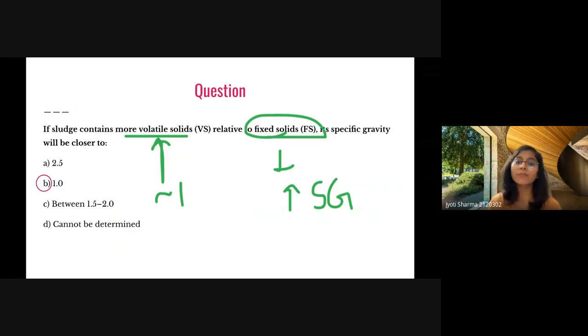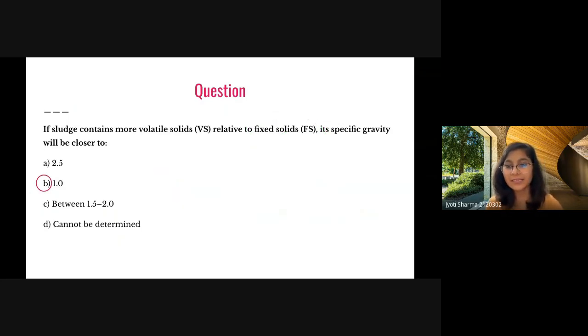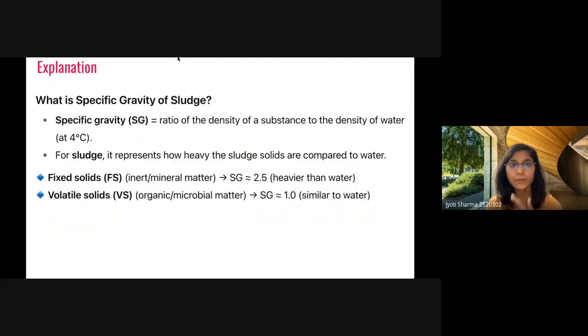But if you have more fixed solid, that can give you a higher specific gravity, near 2.5. So that's how B is the right answer. I think this is clear, why I gave you the answer 1, but not 1.5 to 2.5. Is it clear?